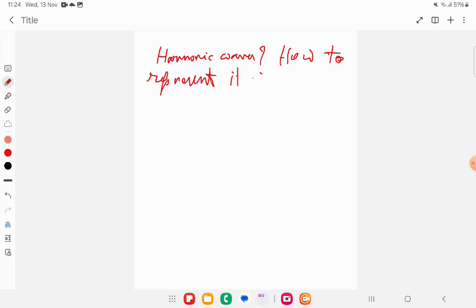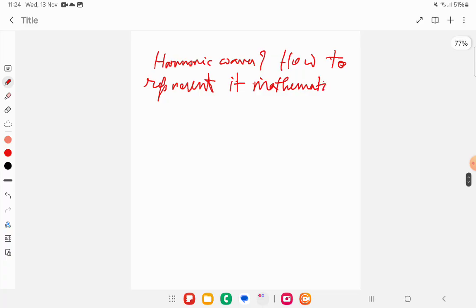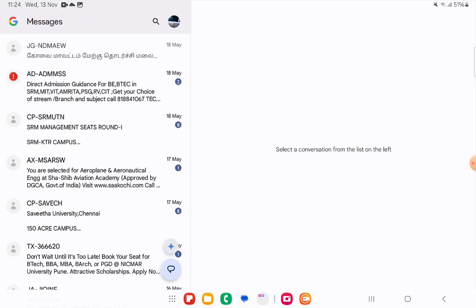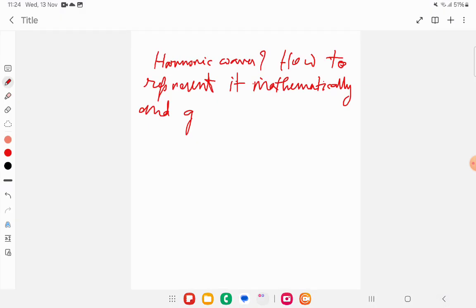Now we will discuss harmonic waves and how to represent them mathematically and graphically.